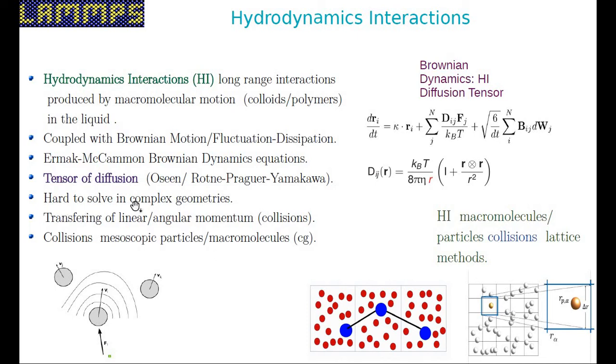The main idea of the hydrodynamic interaction is the transferring of linear and angular momentum, and this occurs through the collisions between the solvent and the macromolecular particles. This collision between the mesoscopic particles and the macromolecules can be described by using different algorithms. The main idea of modeling the hydrodynamic interactions between macromolecules and solvent particles is through the lattice methods. So we can model the transferring of energy and momentum using discrete systems.